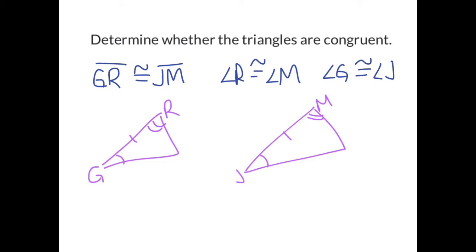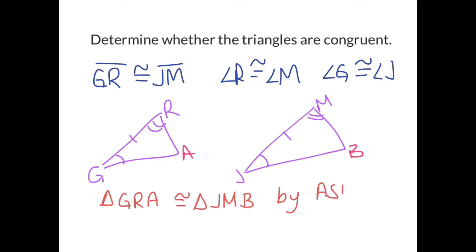The problem is I went to write my congruency statement and realized there's no third letter there, and you can't just say triangle GR and triangle JM. You're going to need something else here, and if that ever comes up for you, you honestly can pick whatever letter you want. I'm just going to pick A and B. So I'm just going to say that triangle GRA is congruent to triangle JMB by angle, side, angle.